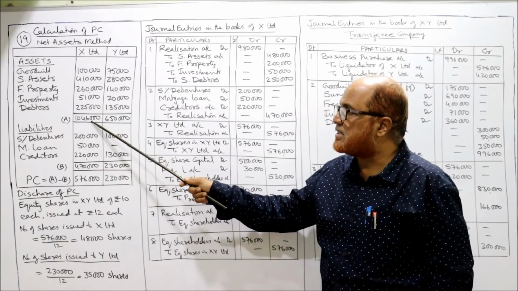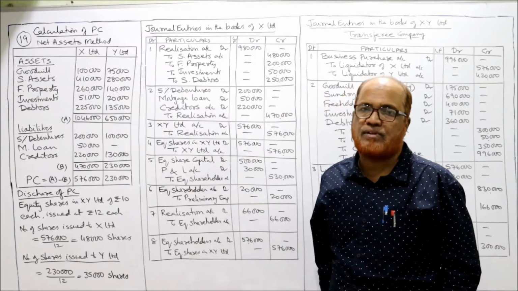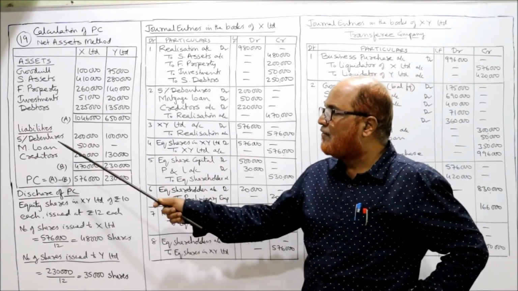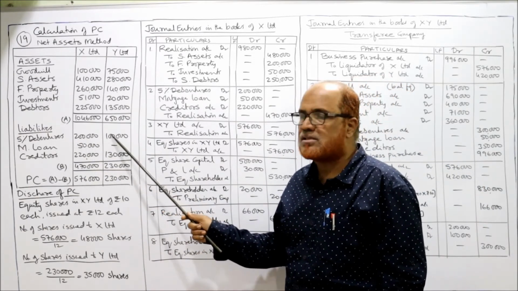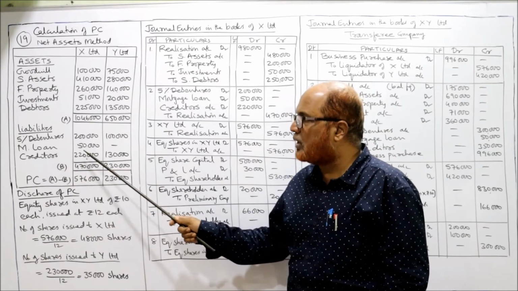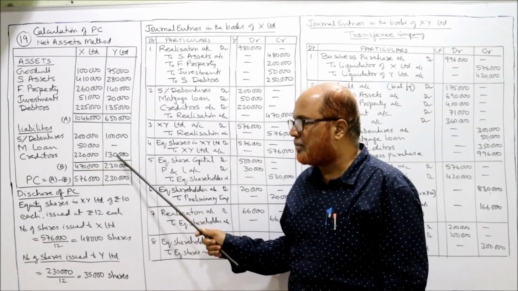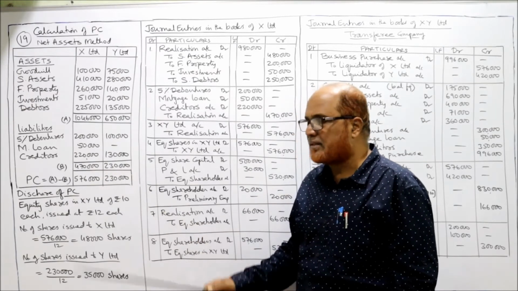So total of assets 10,46,000, 6,50,000. Now liabilities. In outside liabilities, we have three. 5% debentures are there in both the companies. Mortgage loan is there only in case of X Limited. No mortgage loan in Y Limited. Creditors both the companies. So total 4,70,000, 2,30,000.